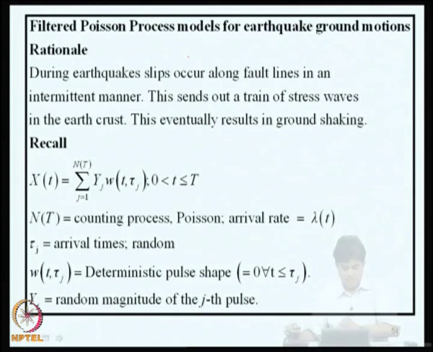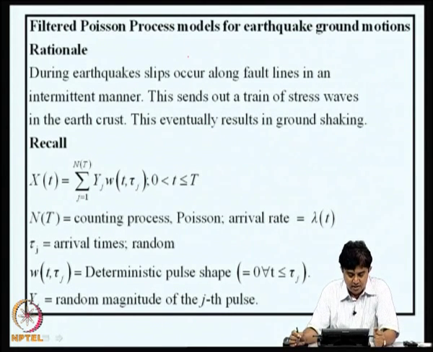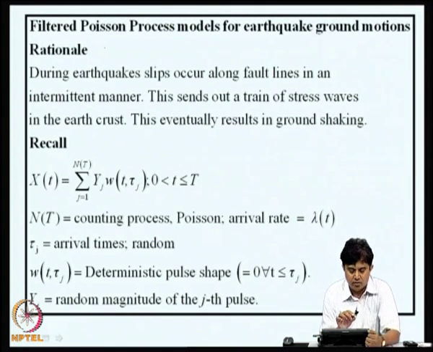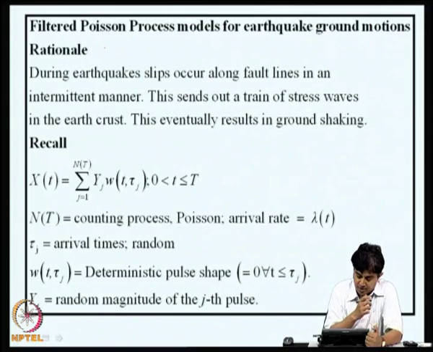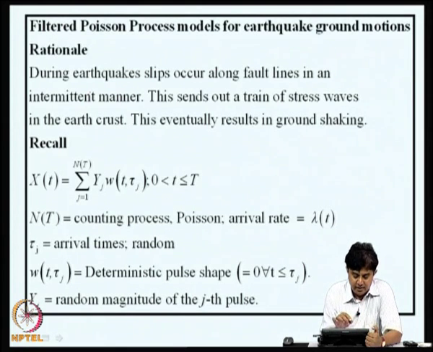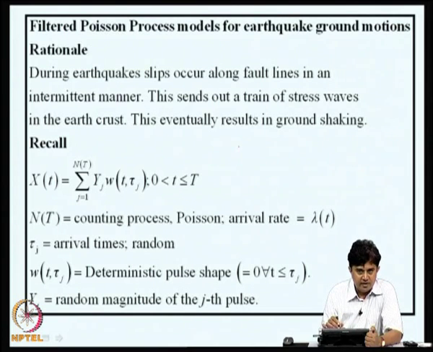Now, equipped with these basic mathematical tools, we will return to the problem of modeling earthquake ground motions, and we propose that the earthquake ground motion be modeled as a filtered Poisson process, that is, the Poisson pulse process that we were discussing just now. The rationale here is that during earthquakes, slips occur along fault lines in an intermittent manner. This sends out a train of stress waves in the earth crust, and at any given point on the crust, these waves arrive at different times as the slipping process proceeds. This superposition of different waves results in the ground shaking.